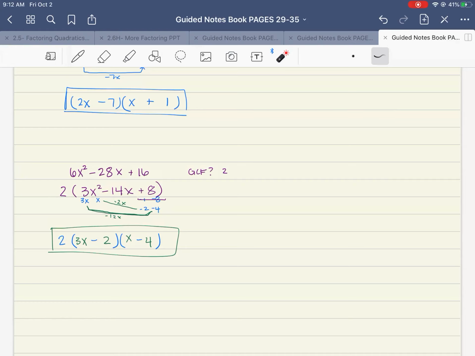and it would be done there. Again, I can check my work if I want to, and I could just say, okay, 3x squared, that's what I was looking for. I get a negative 12x, I get a negative 2x. That's perfect to give me that negative 14x. So kind of checking that always that it works, and then notice that negative 2 times negative 4 is that positive 8. So that would be our final factored piece.